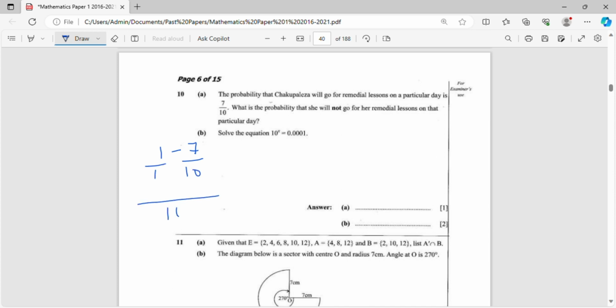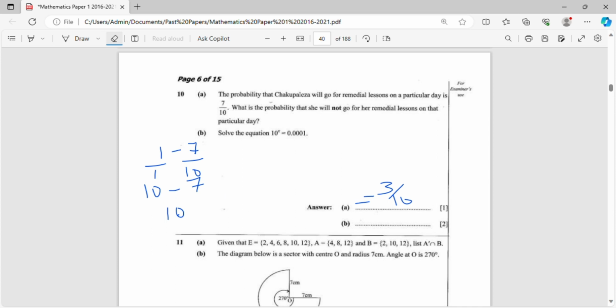So find the common denominator. 1 into 10 is 10, 10 times 1 is 10, minus 10 into 10 is 1, 1 times 7 is 7. So 10 minus 7 will be 3/10. So the probability that she will not go for her remedial lessons is 3/10. That is the answer. The next question is on solving an equation.